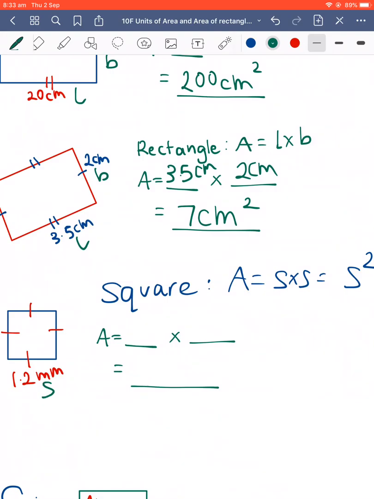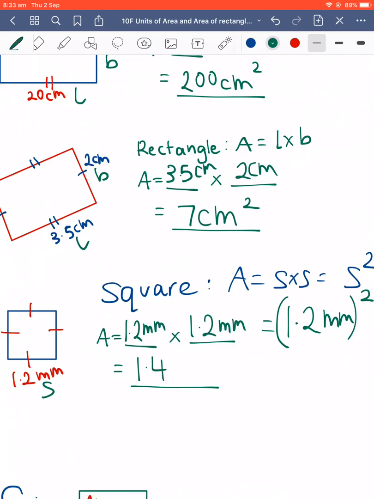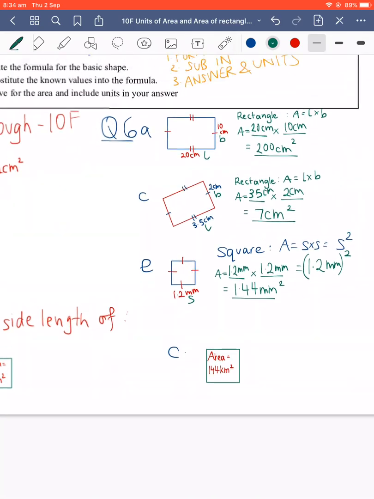We have is there, so it's 1.2 millimeters, and I'm going to multiply it by, again, 1.2 millimeters. Or I could also write it as 1.2 millimeters in brackets, and then I can square it, because that expression is equivalent to the one above. So my answer, when I put it into a calculator, I end up with 1.44 millimeters squared.